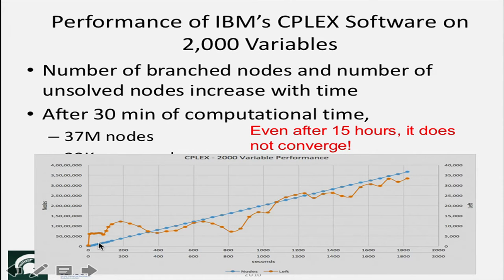We are seeing that the number of branches that it has gone to is of the order of 37 million, this blue line, and these are the number of open nodes still at that point, which is scaled over here. That's about 34,000 nodes still open. So you think that it is going to come down and solve the problem, but if you keep running, we actually ran it up to 15 hours. And this goes on increasing. Both of them keep on increasing. So it's never solved it. So that's where we are with this method.